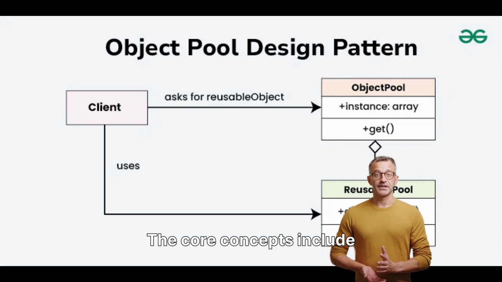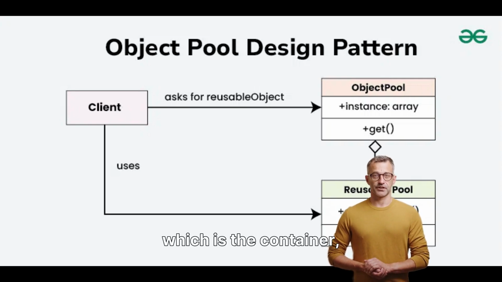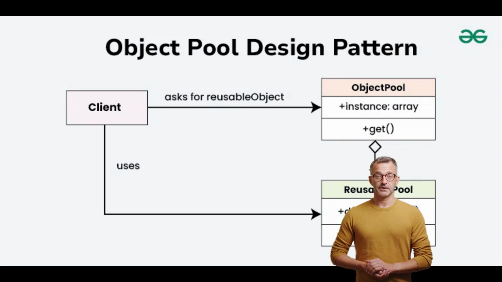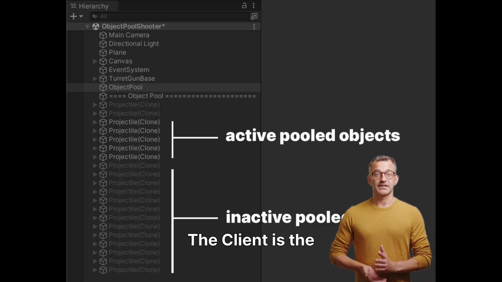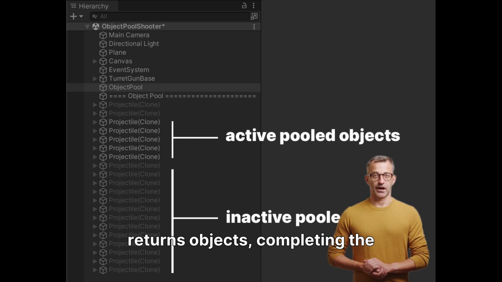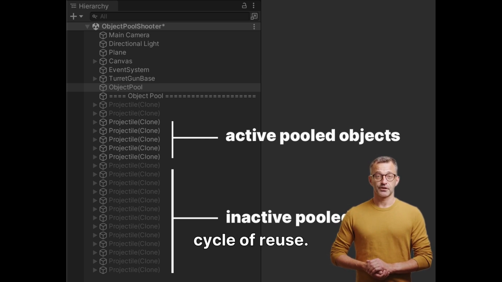The core concepts include the object pool itself, which is the container, and the pooled object, which is the managed item. The client is the entity that requests and returns objects, completing the cycle of reuse.